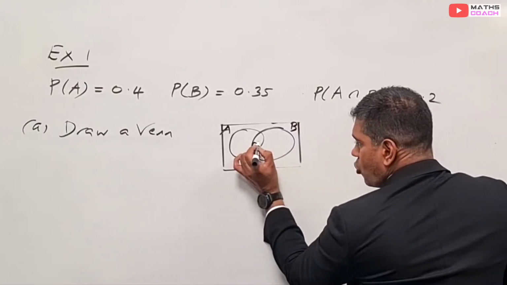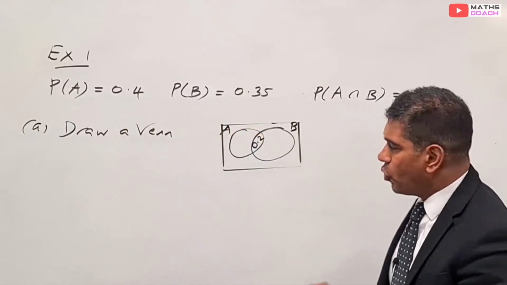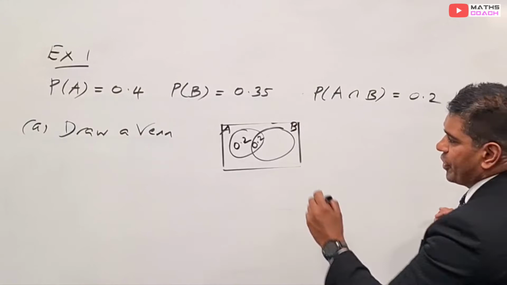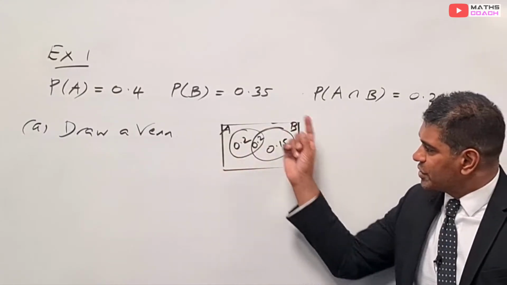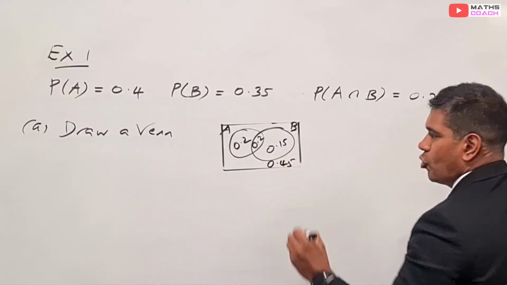So we're going to write 0.2 here. And if all of A is 0.4, this means that this must be 0.2. And if all of B is 0.35, we must have a 0.15 there. And when you add all of this up, we get 0.55, which means this must be 0.45.